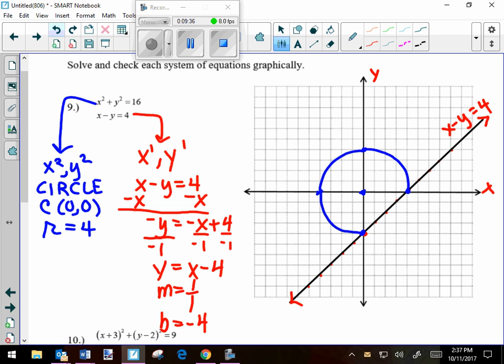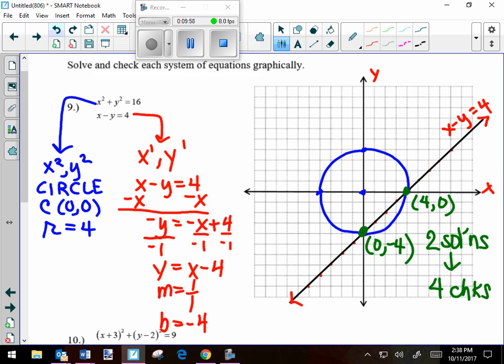You need to find nice points of intersection. I can see that my circle and my line intersect in two places, here and here. So when they intersect in those two places, one of my solutions is 4, 0. One of my solutions is 0, negative 4. Because I have two solutions, that means I should be doing 4 checks.